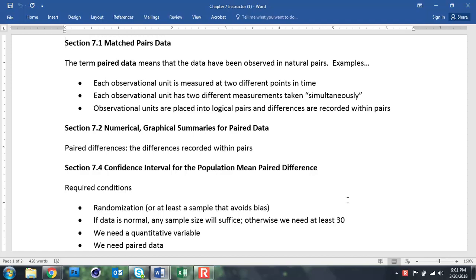Some examples of this: each observational unit is measured at two different points in time. The example that I like to use here, especially if we're in class, is the freshman 15. And then I would ask someone, hey, what is the freshman 15? Well, it means that freshmen typically gain 15 pounds their first year at college. And I'm really interested in whether or not the freshman 15 exists.